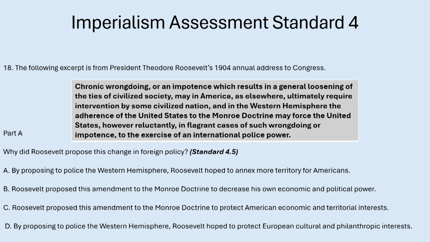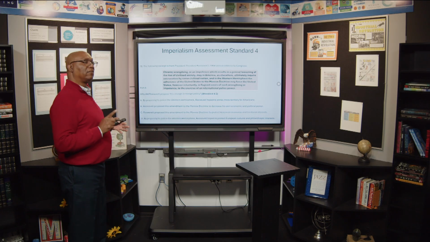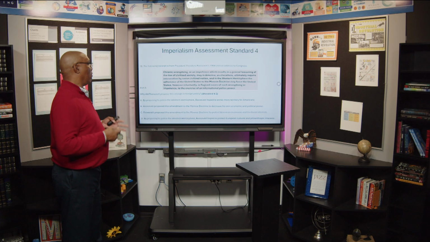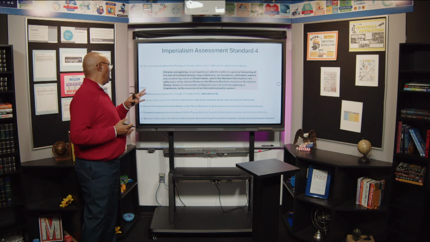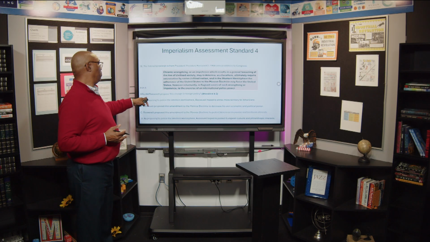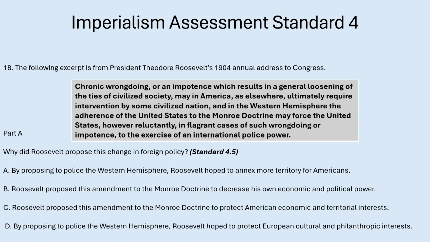Once again, we talked about the Roosevelt Corollary, and we talked about that in terms of our overview of imperialism, but we also gave you some facts about the Roosevelt Corollary in terms of what it did as a police power. So based on what you read here, it says, why did Roosevelt propose this change in foreign policy? By proposing to police the Western Hemisphere, Roosevelt hoped to annex more territory for Americans.